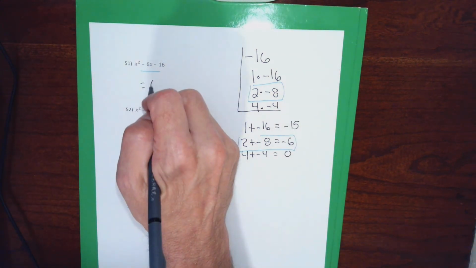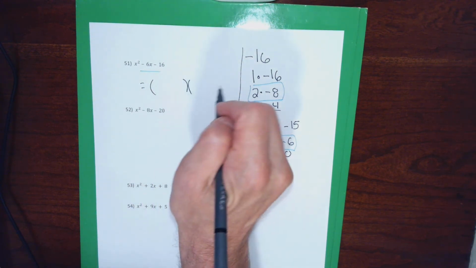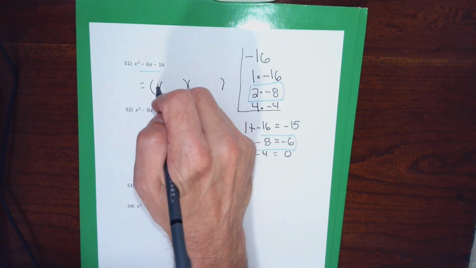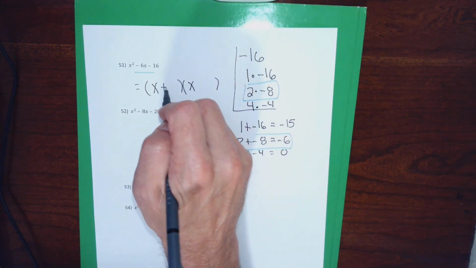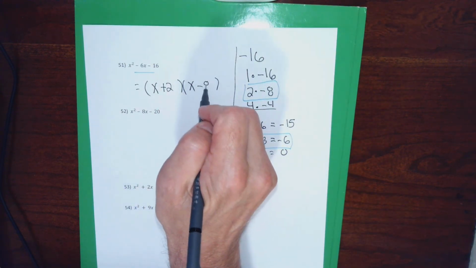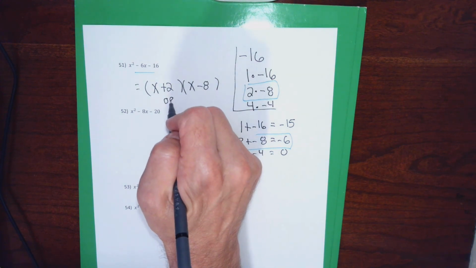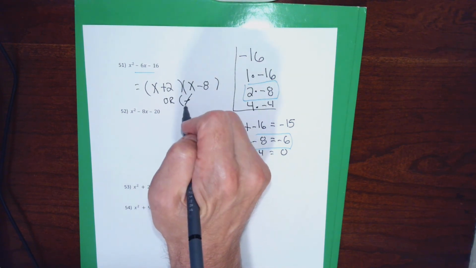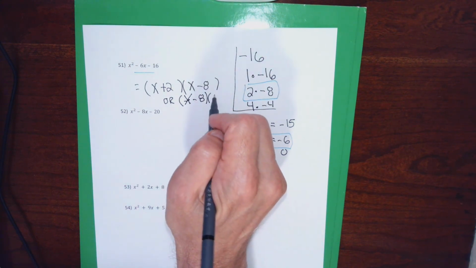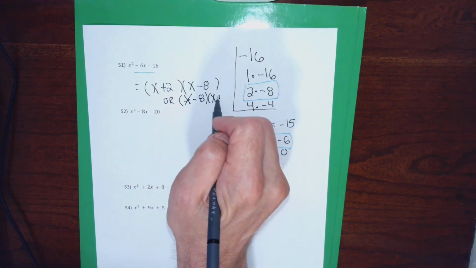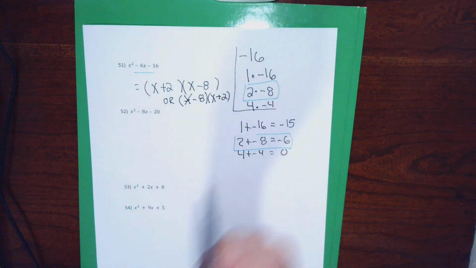Make my two parentheses, split the x squared evenly between the parentheses. One parentheses gets a positive 2, the other parentheses gets a negative 8, and again, the order is never going to keep your answer from being correct, as long as you have one parentheses with a plus 2, another parentheses with a minus 8. Orders are not a big deal.